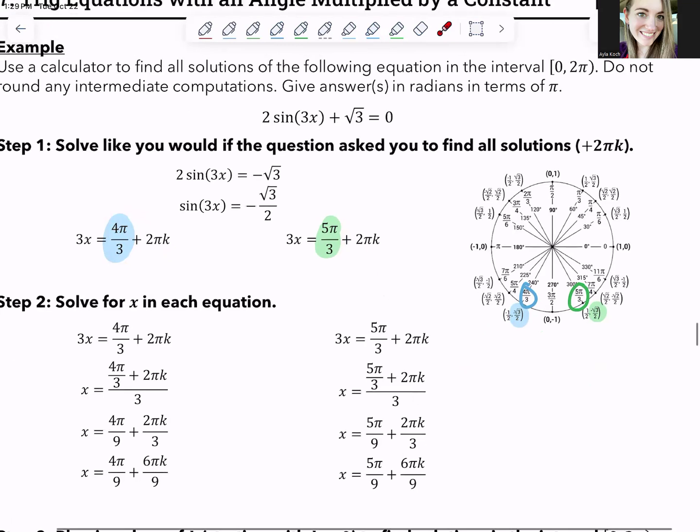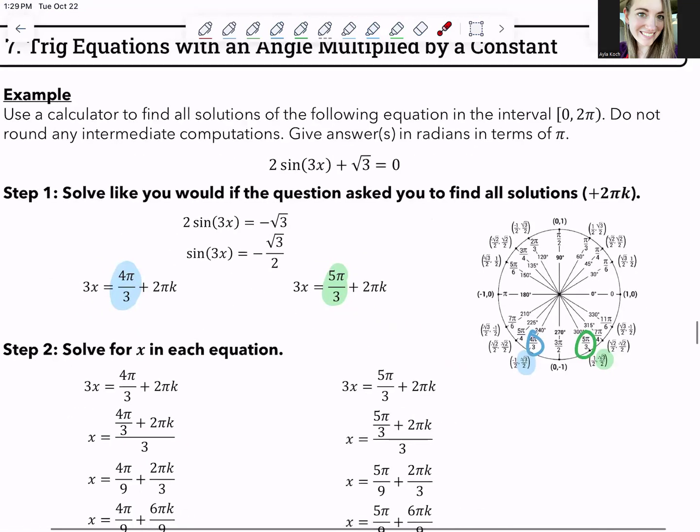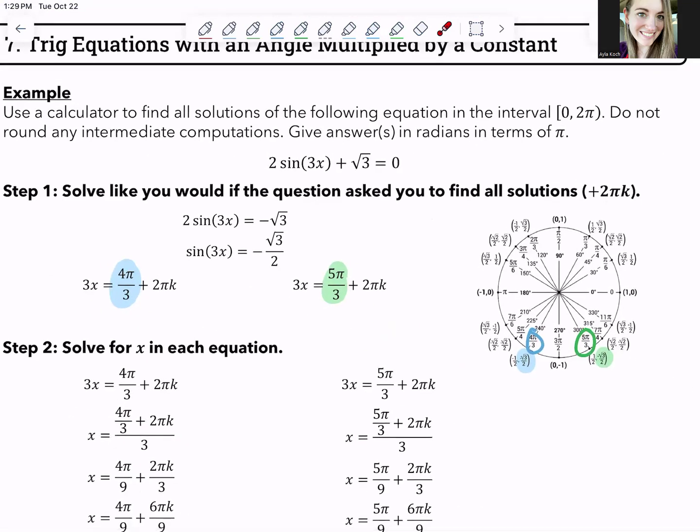But before we do anything else, and you can see there's more to do here, why am I setting it up like this? Well, when it was just the angle, we would be done. These would be our answers, 4 pi over 3, 5 pi over 3. That would be fine. Now, let me share my screen.